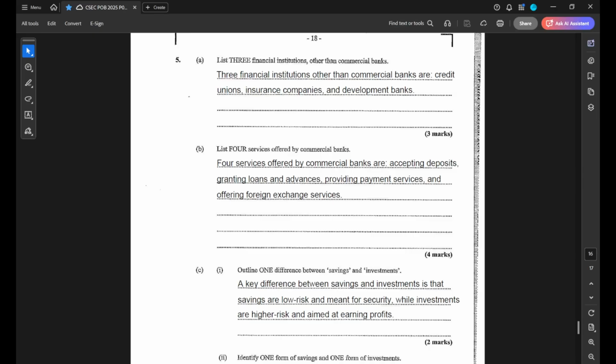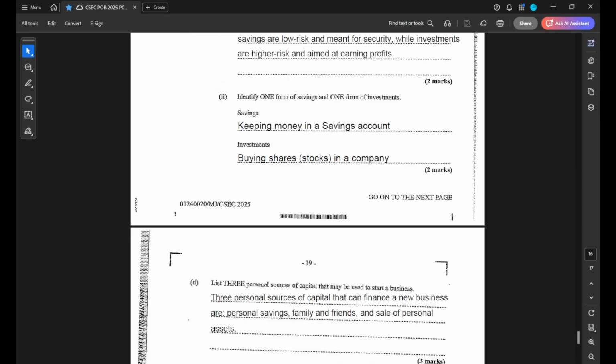Part two, identify one form of savings and one form of investments. Keeping money in a savings account is one form. For the investments, buying shares, that is stocks in a company, that is investment right there. Ownership in a company. Part D, list three personal sources of capital that may be used to start a business. Three personal sources of capital that can finance a business are personal savings, family and friends, and the sale of personal assets. That is, if you have a house or land you want to sell, you can do so if you want to.